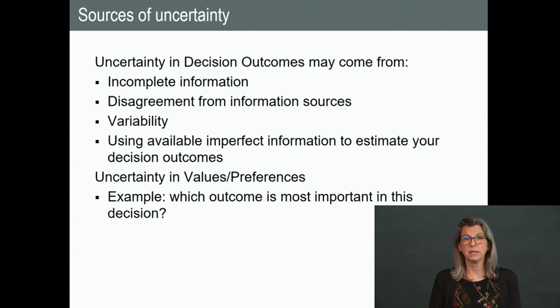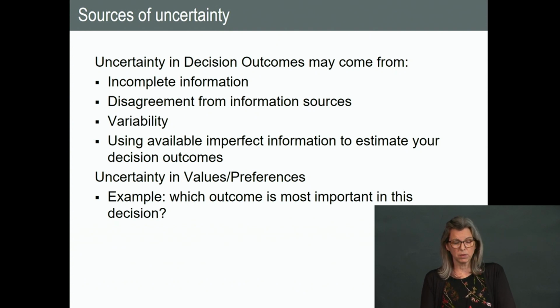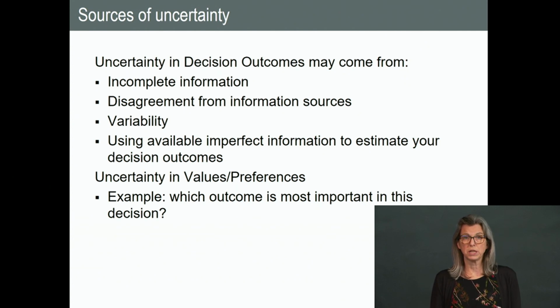It might come from incomplete information. It might come from a disagreement of information sources. So you might have two different studies that say different things. That's uncertainty. You might have just variability in the population, natural variability. You want to try to capture that. You might have an inability to estimate your decision. You might just have imperfect information that's available, proxies maybe that we've talked about. Or you might have uncertainty in your values and preferences. You might not really know which thing is most important to you. So these are all potential sources of uncertainty in a decision analysis.